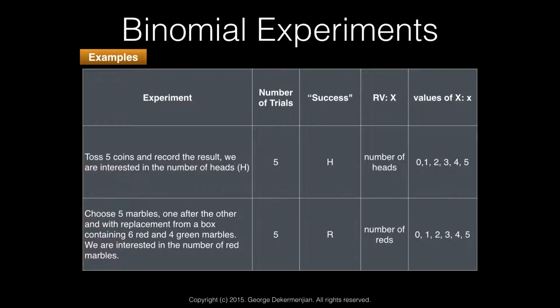The other experiment we looked at, choose 5 marbles, one after the other, and so forth. Again, we had 5 trials. In this one, success was labeled as red, so the random variable, which is the number of successes, we're just going to say is the number of reds. And again, the values of X are from 0 through 5. In the next video, we're going to perform some simulations and repeat these experiments many times and try to understand what the distribution of the random variable is.